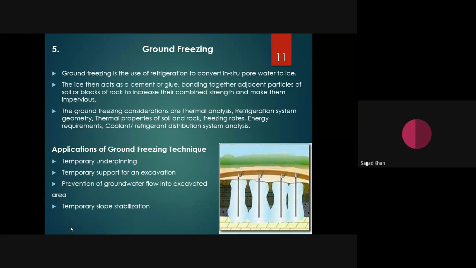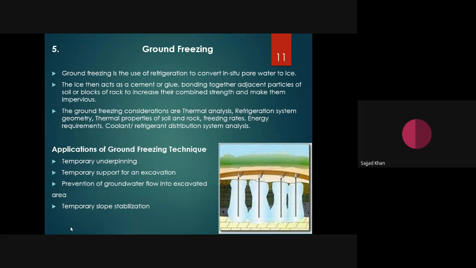The next, fifth method is ground freezing. Ground freezing is the use of refrigeration to convert the in-situ water to ice. The ice then acts as a cement or glue, bonding together adjacent particles of soil or blocks of rock to increase their combined strength and make them impervious.